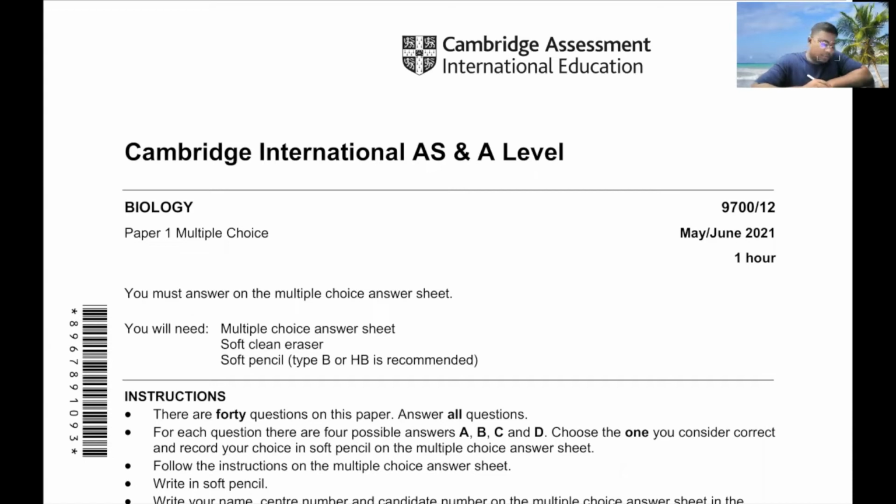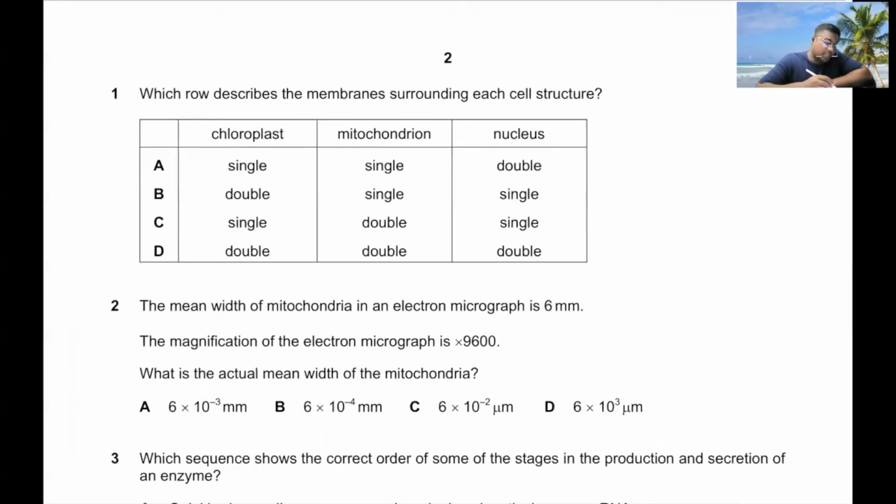Hello everyone. Today we'll be solving Cambridge International AS and A level Biology Paper 1 multiple choice May-June 2021 Paper 12. Question number 1. Which row describes the membrane surrounding each cell structure?